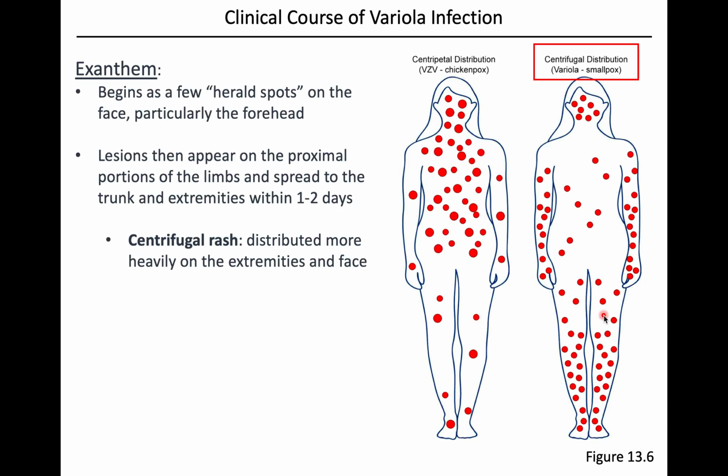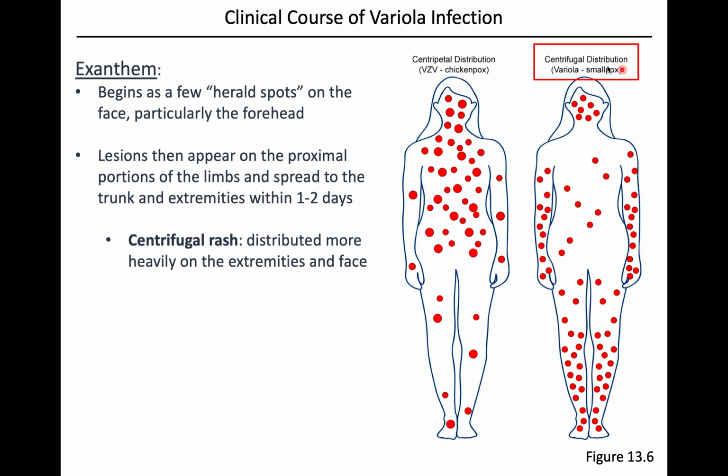All right, so in terms of the exanthem and the characteristic pox, usually the lesions are going to start as what are called herald spots. Usually those will be on the face or on the forehead. And then you're going to start getting more lesions on your arms, legs, some on your torso and trunk within a couple of days.